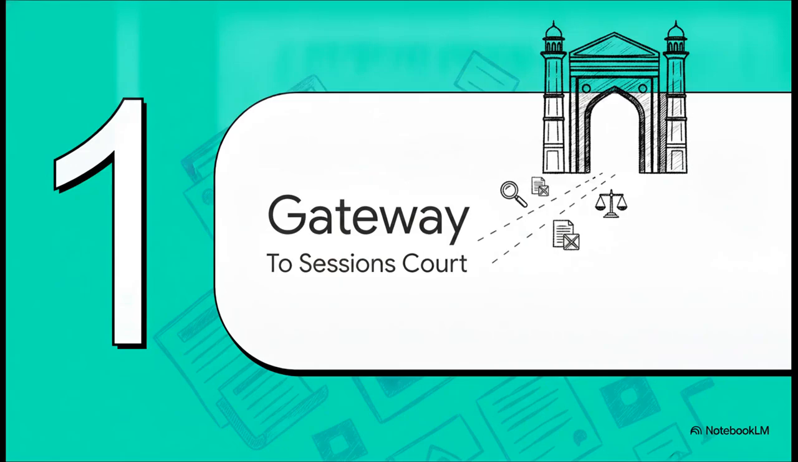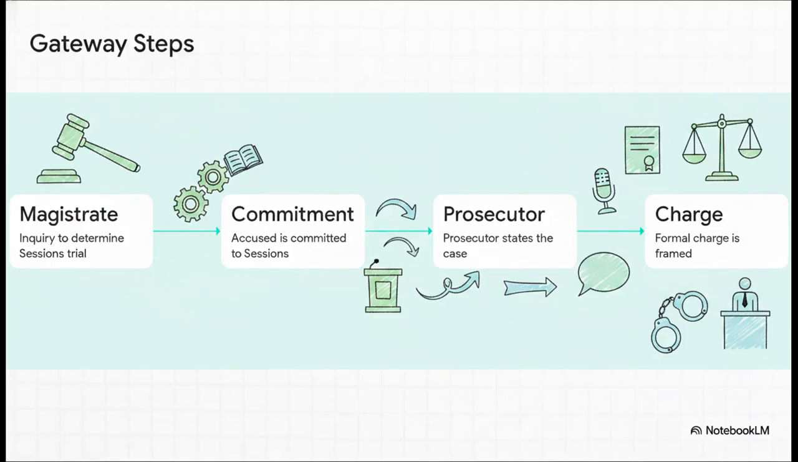All right, Section 1, gateway to the Sessions Court. Let's see how this all begins. Now, you might actually assume that a massive high-profile capital case just goes straight to this apex court. But interestingly, the Sessions Court usually doesn't take a case directly. It relies on a procedural filtering mechanism known as commitment. So, step 1 is the magistrate inquiry.